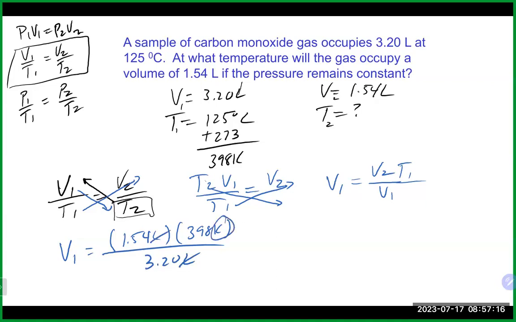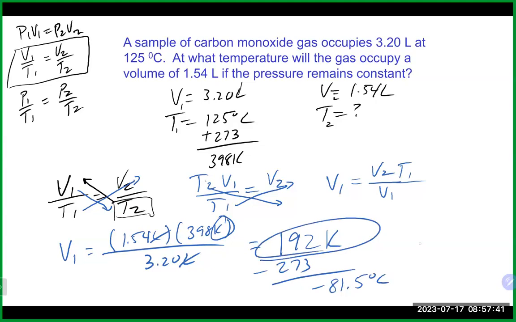The liters here will cancel. We will end up with Kelvin. Going to give us 1.54 times 398 divided by 3.2. About 192 Kelvin would be our answer here. That's good. If you wanted Celsius, you could subtract 273, and looks like we'll get about negative 81.5 degrees Celsius. But Kelvin would be just fine, I think, in this question.